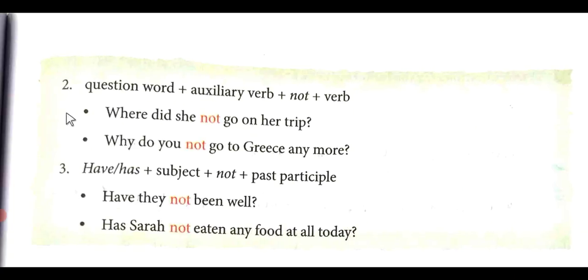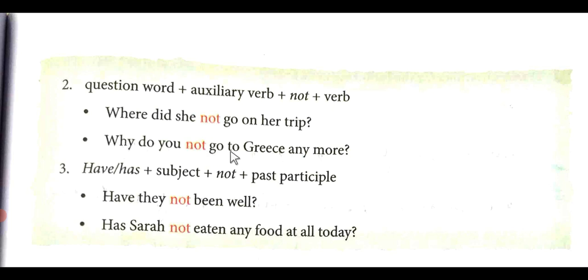Now, second number. What happens when the sentence changes from interrogative to negative? Question word, WH question, plus auxiliary verb plus not plus verb. See, WH question: where did she not go on her trip? WH question word, auxiliary verb, then not, and then verb.